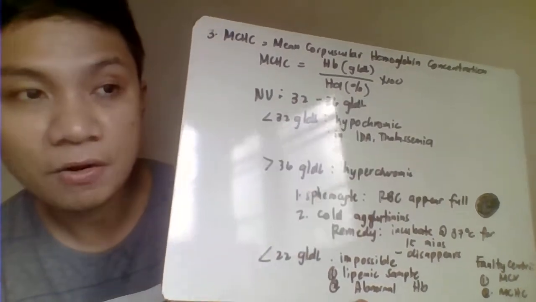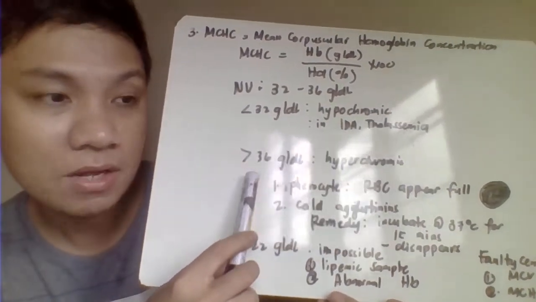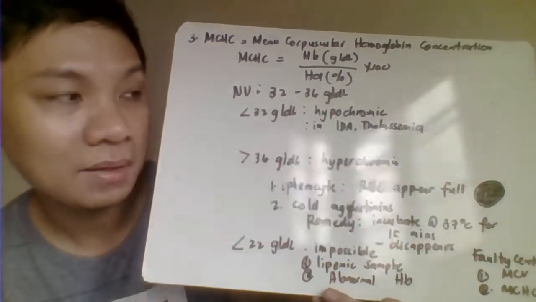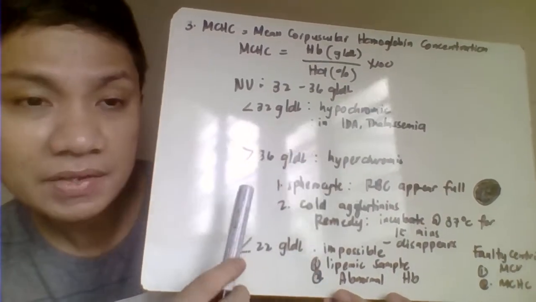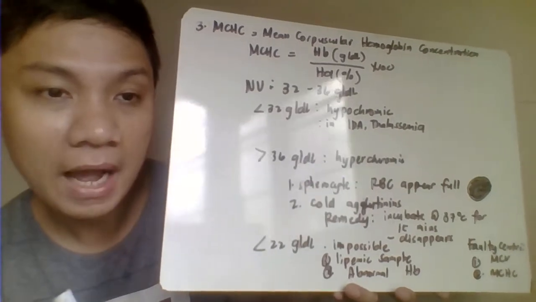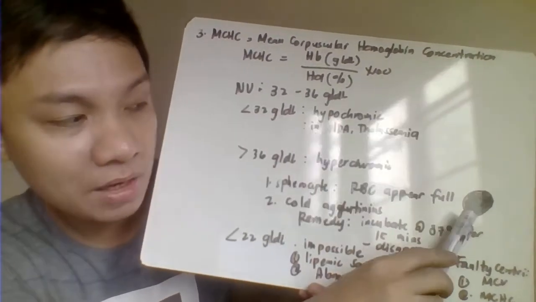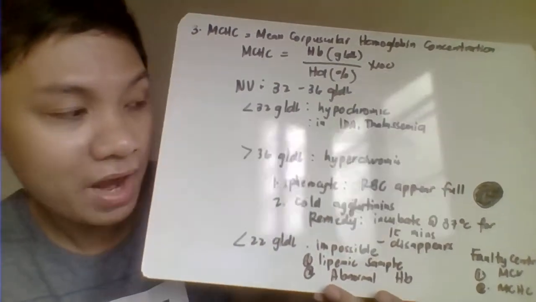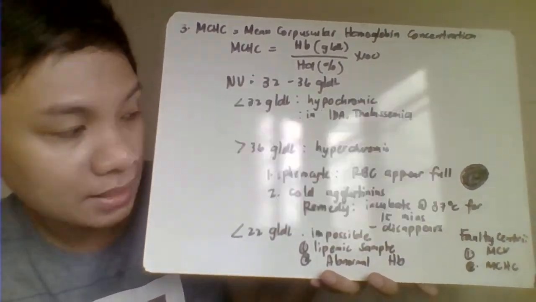As also seen here in your macrocytic anemia. So more than 36 grams per DL could be related to hyperchromic macrocytic anemia. Could also be found in the spherocyte. In the spherocyte, hindi talaga siya more than 36 grams per DL, but it appears to be hyperchromic. Mean to say, sobrang dark stain siya. So your RBC appear to be full because that one is a spherocyte. Medyo parang punong-puno ang hemoglobin content.